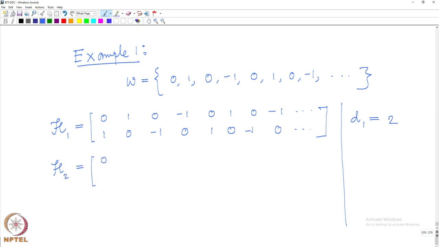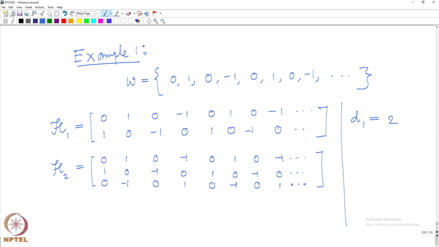H 2 is once again 0 1 0 minus 1 0 1 0 minus 1, like that. That is the first. Then I have 1 0 minus 1 0 1 0 minus 1 0, like that. Then I have one more shifted version, that is 0 minus 1 0 minus 1 0 again, plus 1 here, then 0 again, and a minus 1 here, and 0 again, and a plus 1 here, like that.